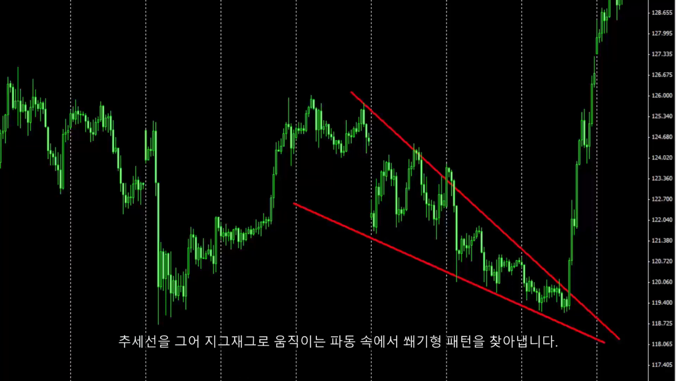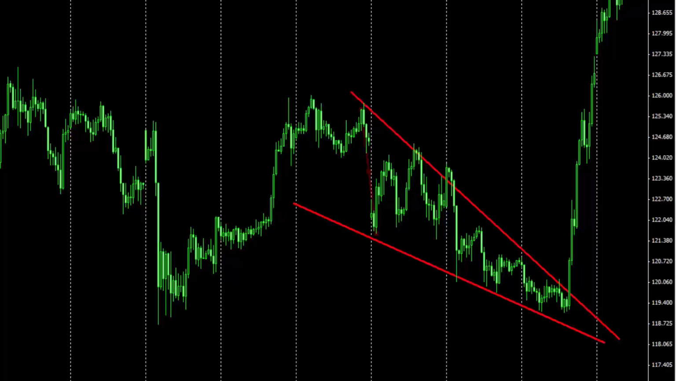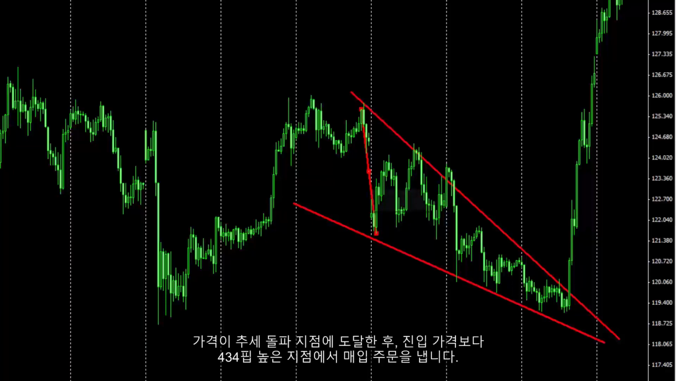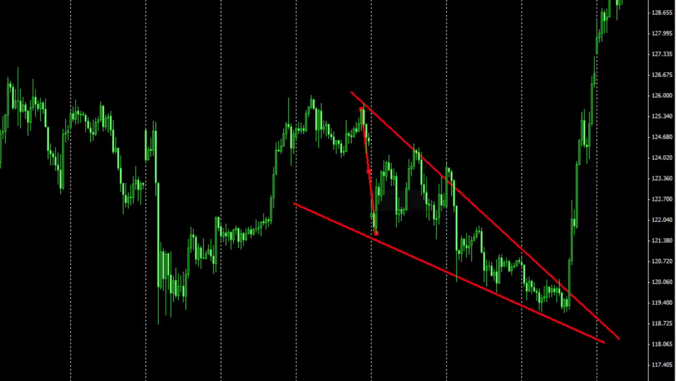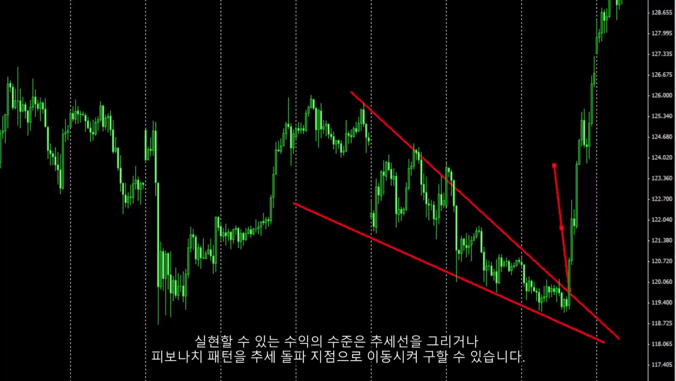Trend line can be drawn to clarify the trend zigzag movement. TP amount can be calculated by the first wave, 434 pips. After price has crossed the breakout point, a buy order can be placed with 434 pips higher than the entry price. A trader can draw a trend line to indicate TP.